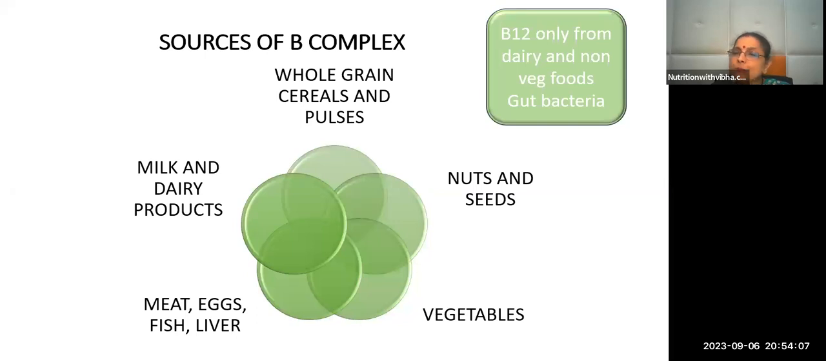B complex is also present in yeast. In the good old days, when B complex vitamins were not manufactured, yeast tablets used to be given as a source of B complex for those who had deficiency. So again, remember sprouting can help in getting us the required B complexes.